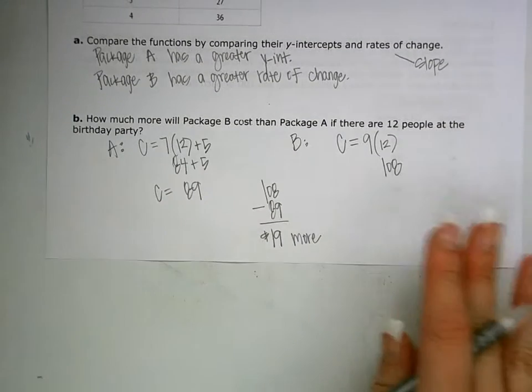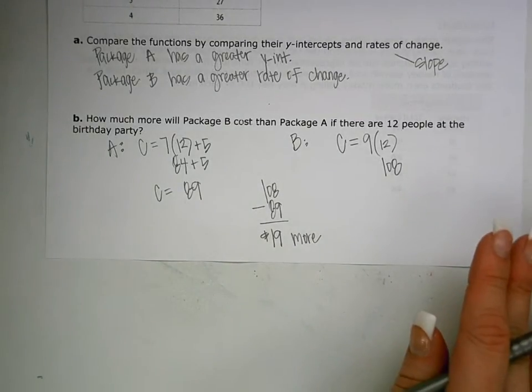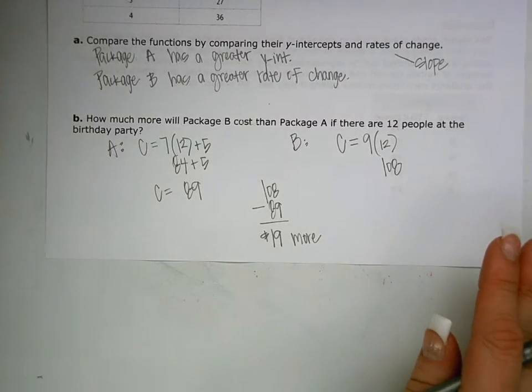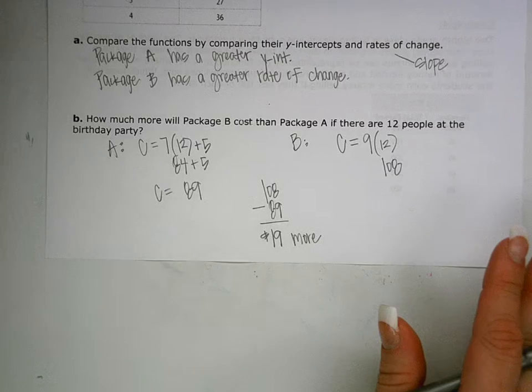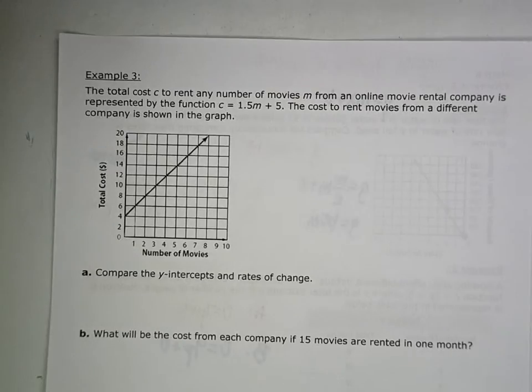Okay, so now we're actually going to use these graphs and use these functions to do math, to figure things out, not just to draw them and be kind of pointless, but we're actually going to use these to get answers. Okay, how about on the back? Okay, number 3, it says the total cost to rent any number of movies from an online movie rental company is represented by the function.